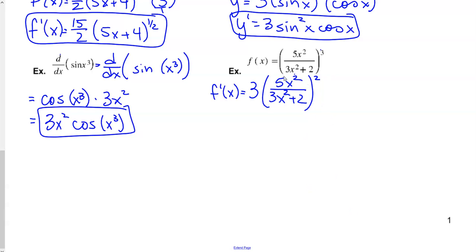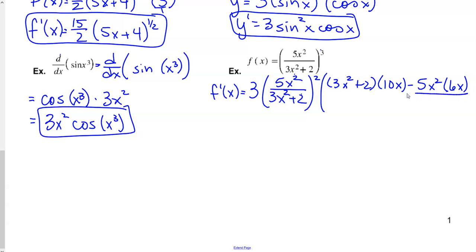Okay? But then I have to go inside and take the derivative of the inner function. So that's where the ho-d-hi comes into play. So we're going to take ho, which is 3x squared plus 2, d-hi, take the derivative of the top, which gives me a 10x, minus hi, which is the 5x squared, d-ho, I have to take the derivative of the denominator. So that looks like I'm going to have a 6x and then a 0, so it's just going to give me a 6x.